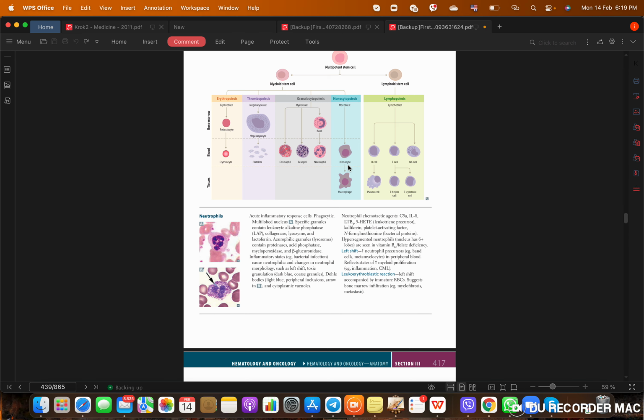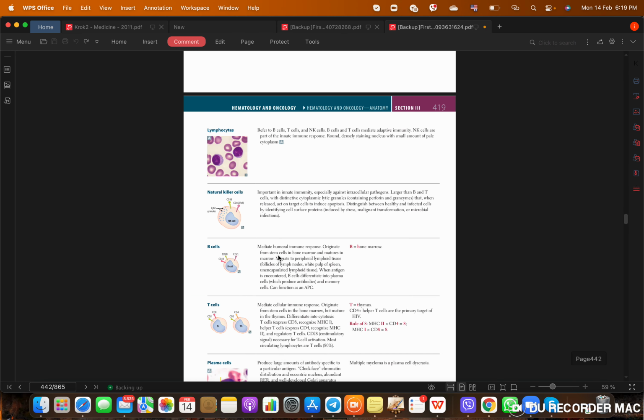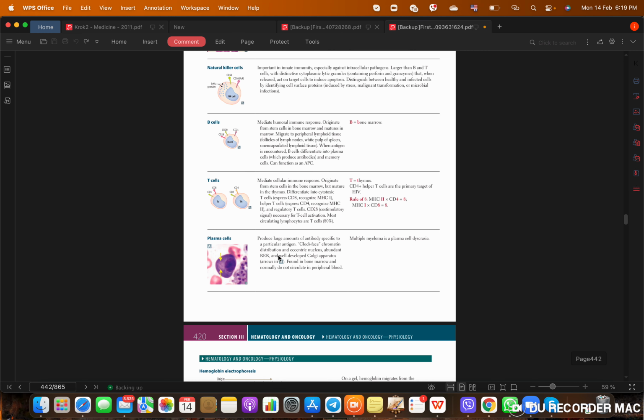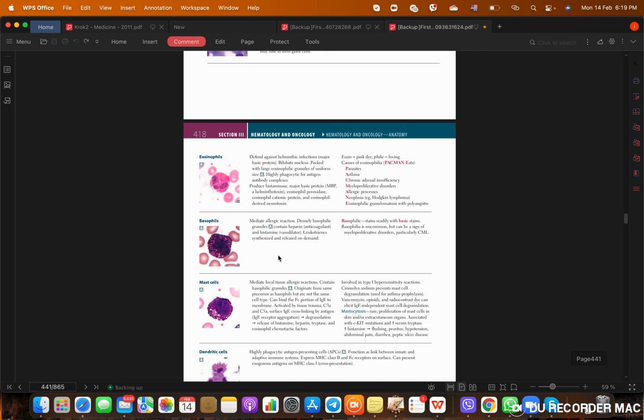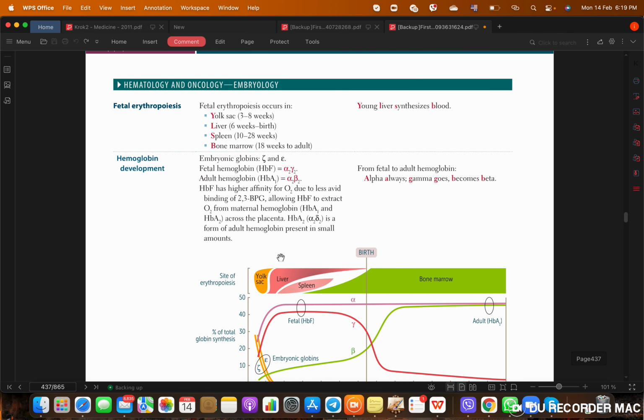And after that, we'll start with general anatomy and histology of different types of RBCs, plasma cells, it doesn't matter, all types of blood cells. So let's start with this. Fetal erythropoiesis. Erythro means red, poiesis means the process of making something. So fetal erythropoiesis occurs in the following way.